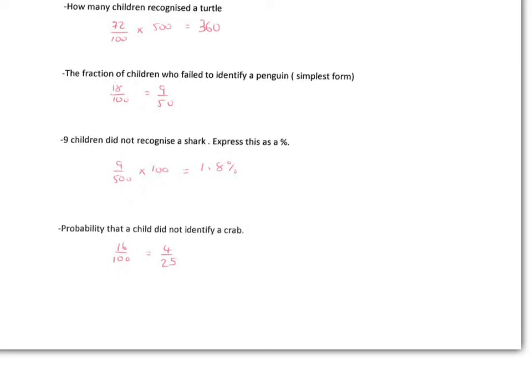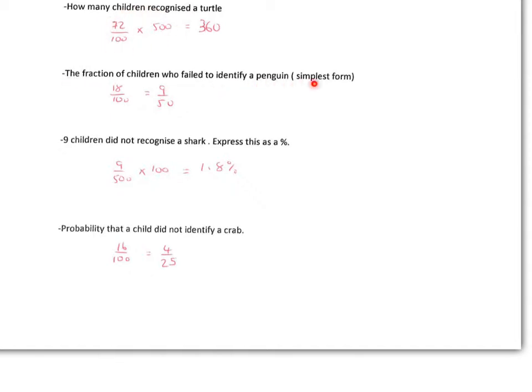If you look at the remaining questions over here, for instance, how many children did recognise a turtle? Well, 28% didn't, so 72% did recognise a turtle. The information in the table are children who did not identify those animals. So again, you need to know how to work out 72% of 500.